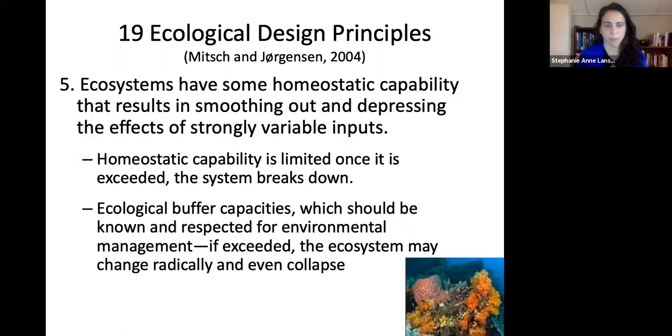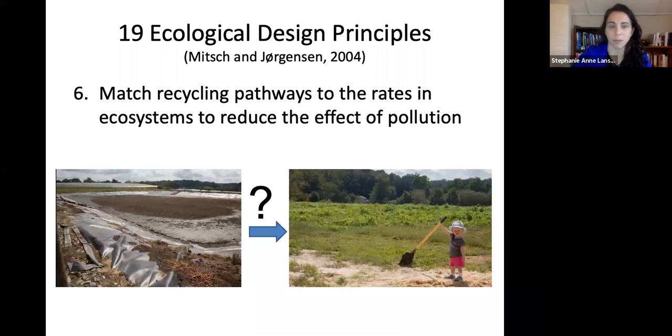Again, ecosystems have a homeostatic capability. What that means is that the results kind of smooth out or depress the effects of strong variable inputs. So we know we have all these inputs and we still kind of maintain the same. But that can break down if we just have too much. So we're resilient for a while until we're not. So we should know these ecological buffering capacities and respect them. And so management can understand what our capacities are, how much can come in, and what would happen if we exceed those.